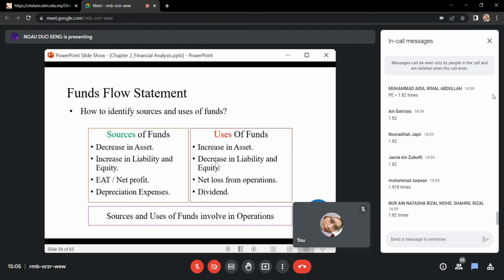Same with equity, if equity decreases, it means you buy back the company's shares. Net loss, right, this one was net profit, now it is a net loss. Then dividend, net income, you pay dividend, cash outflow. So sources and uses of fund involved in operation.